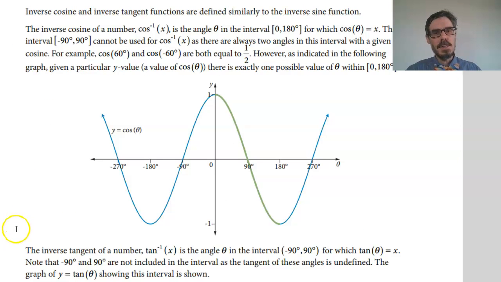For cos, we use this part of the cos curve, between 0 and 180, between 0 and pi. And in this section, we are going to get all the possible values for cos. So this is where inverse cos is defined.